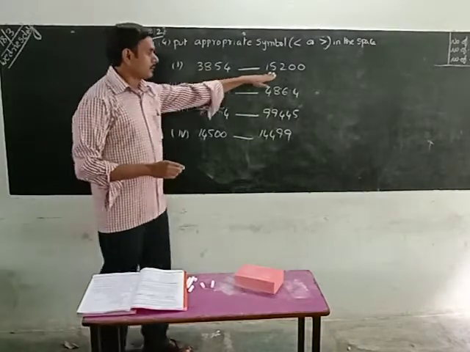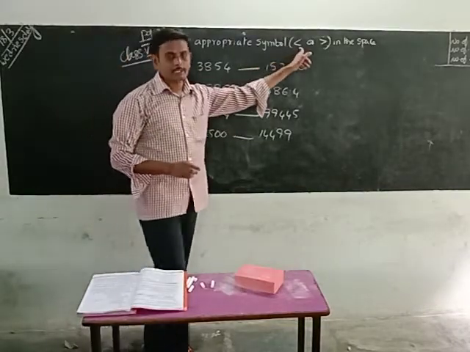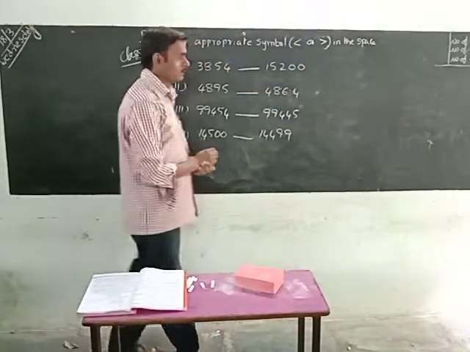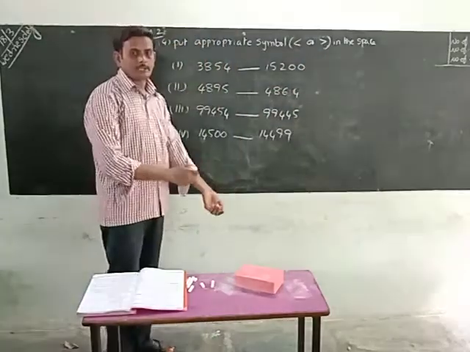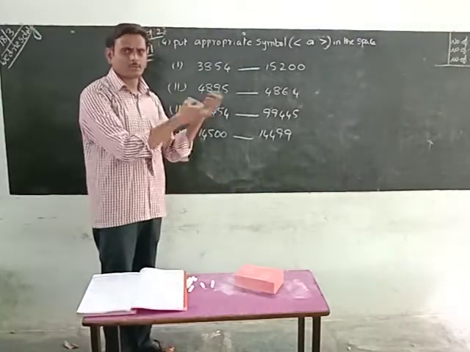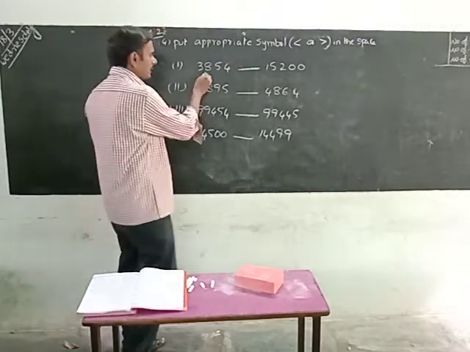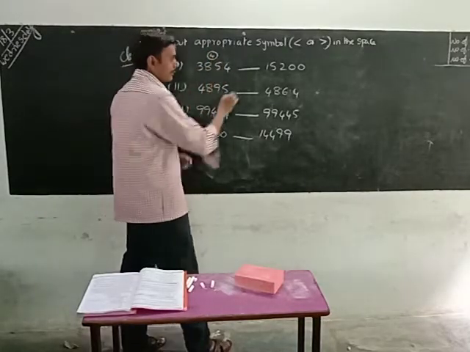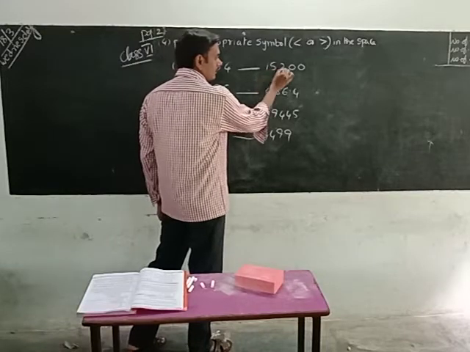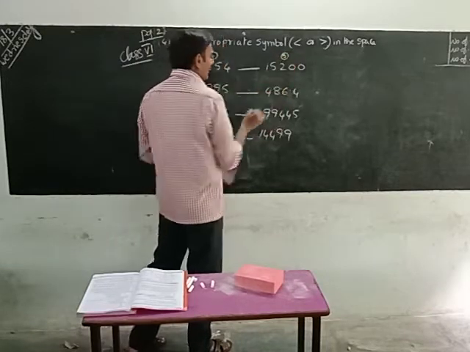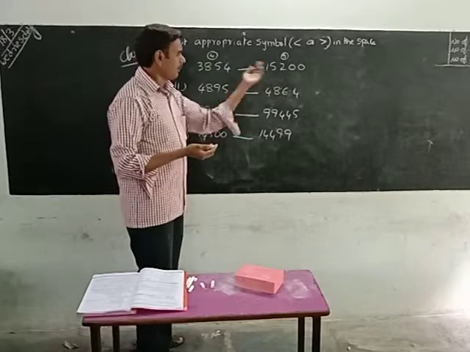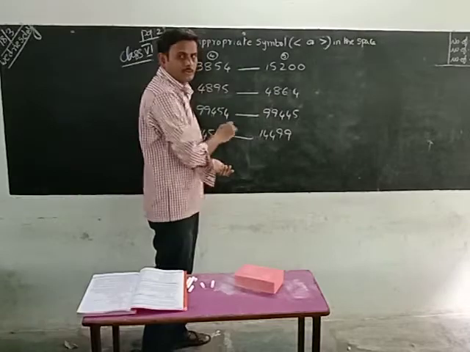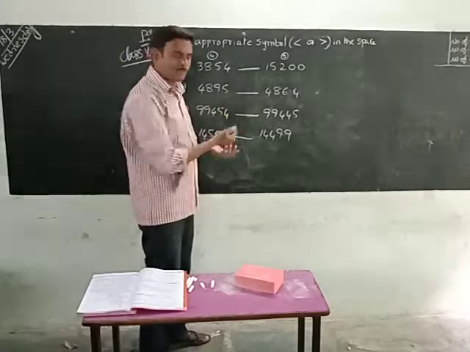Between these two numbers I want either the less than or greater than symbol. Now, by placing these symbols, first count the digits. How many digits are here? 1, 2, 3, 4. 4 digits. And here? 1, 2, 3, 4, 5. 5 digits are here. In these two, which number is bigger? Immediately, 4 digit or 5 digit? The 5 digit number is bigger. So we can say this is bigger. Bigger means open towards the big number.